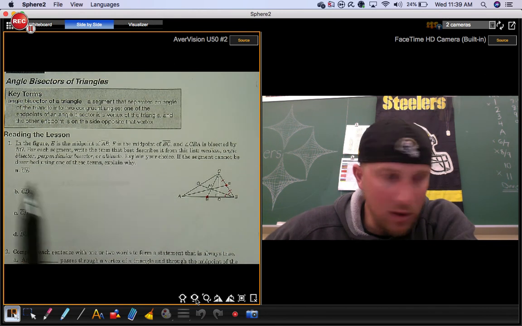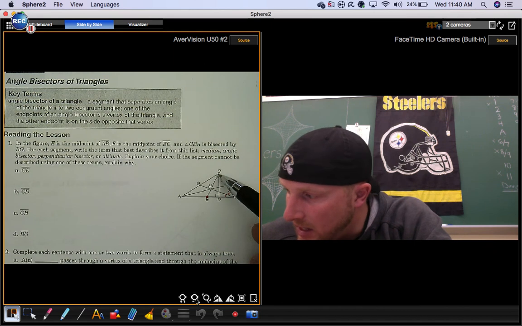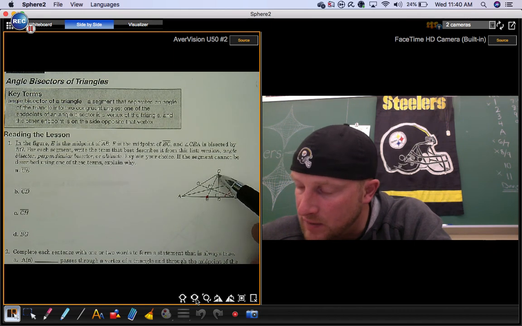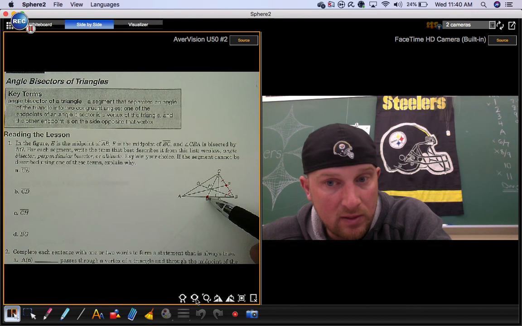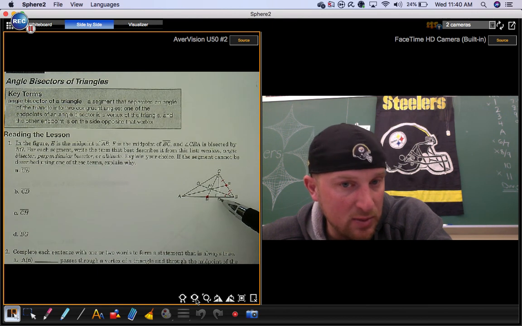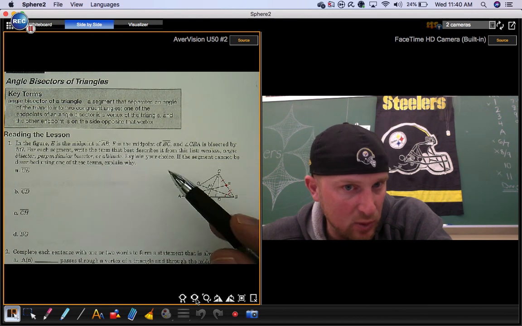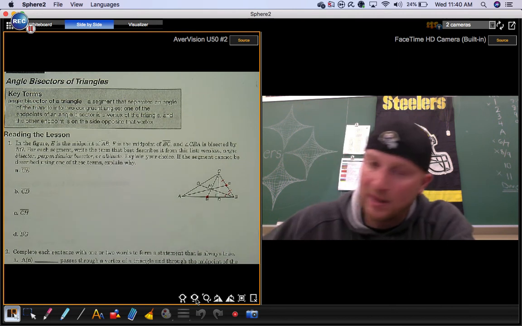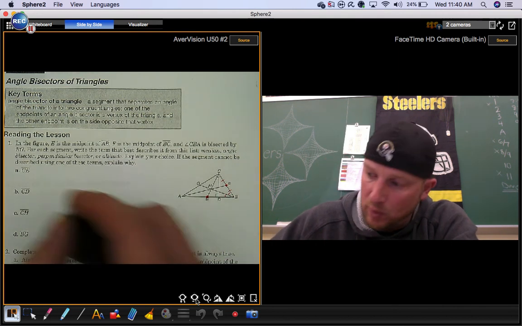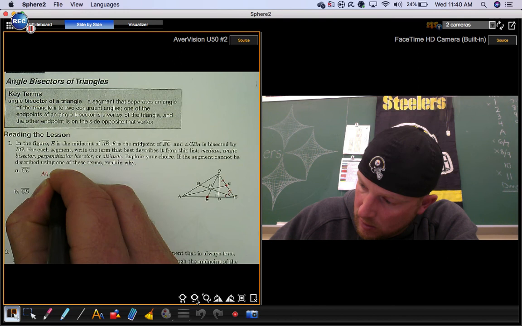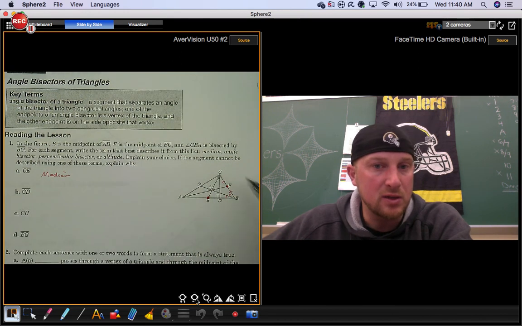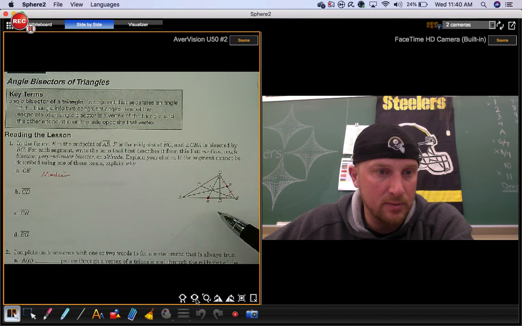Okay, so for part A, segment CE, I see that segment CE touches a vertex and touches a midpoint. Okay, it's not marked as a midpoint because remember that point D is there, but that is a midpoint. That's what it's set up there. So what kind of segment touches a vertex and a midpoint? That's a median, and that's your explanation. Touches a vertex and a midpoint.